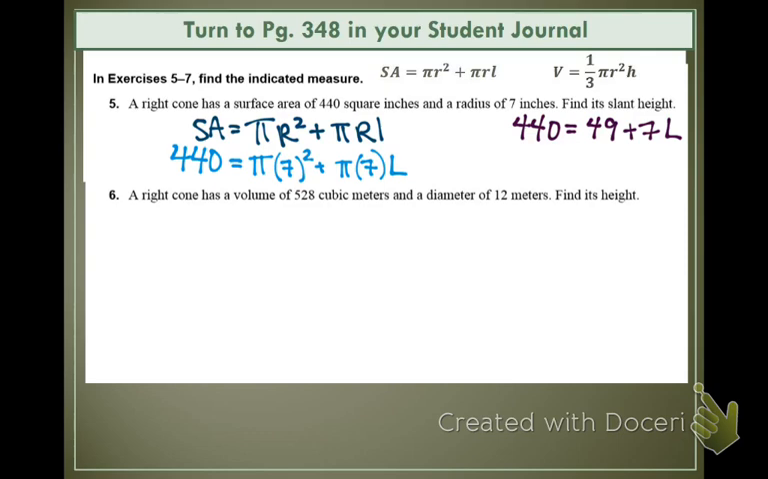You're going to square the 7. 7 squared is 49, so you'll have 49 pi plus 7 pi L. So again, ignore the pi's. It would look exactly like what I have on the right. What would you do to continue solving for L? Subtract 49 pi.